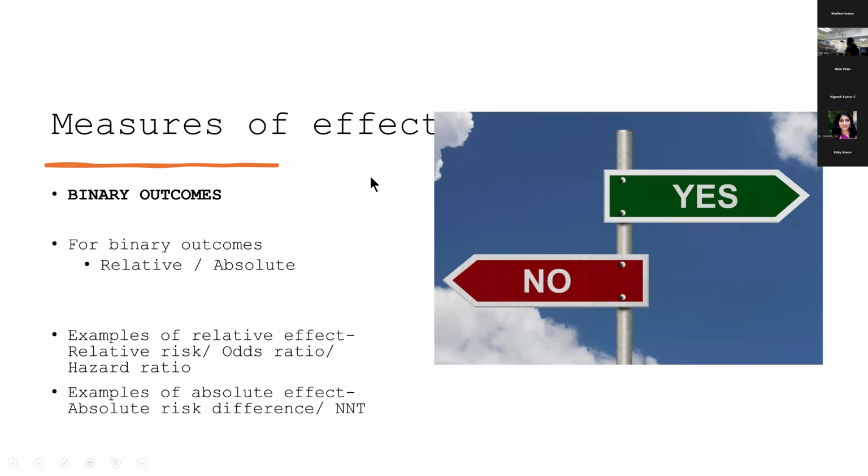We also saw the measures of effect. We saw the 2 types of measures. We looked at the binary outcomes. We also looked at the continuous outcomes. So binary outcomes are any outcome where you give a yes or a no answer. Usually it's the answer to whether you have mortality, whether you're developing any adverse effect. And we also saw how binary outcomes have 2 types. It's either relative effect or an absolute effect. Relative effect includes relative risk, odds ratio, and hazard ratio, whereas the examples of absolute effect would be absolute risk difference as well as the number needed to treat.